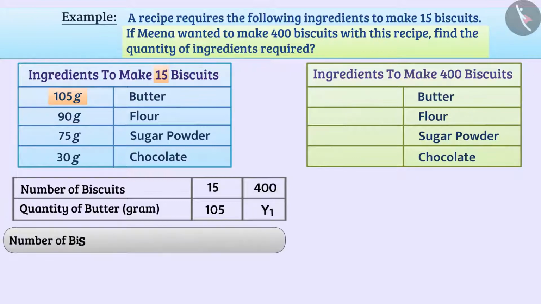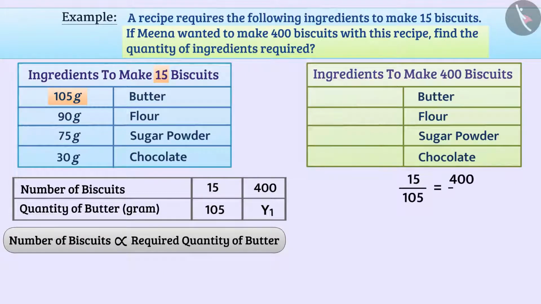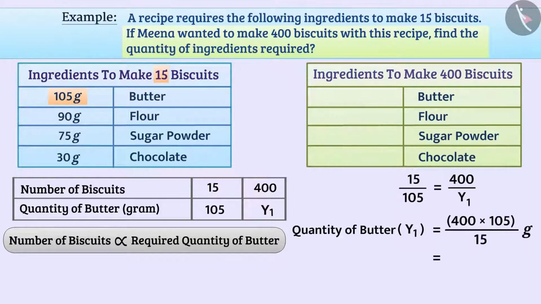Since the number of biscuits and the required quantity of butter are directly proportional, 15 divided by 105 is equal to 400 divided by y1. Therefore, the quantity of butter, that is y1, is equal to 400 multiplied by 105 divided by 15 gram, which is equal to 2800 grams, which is equal to 2.8 kilograms.